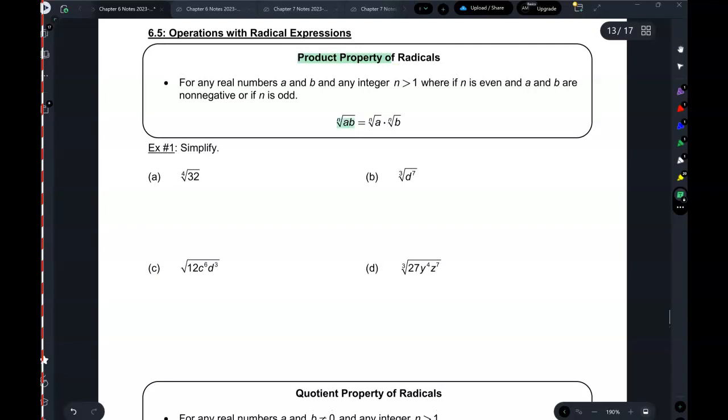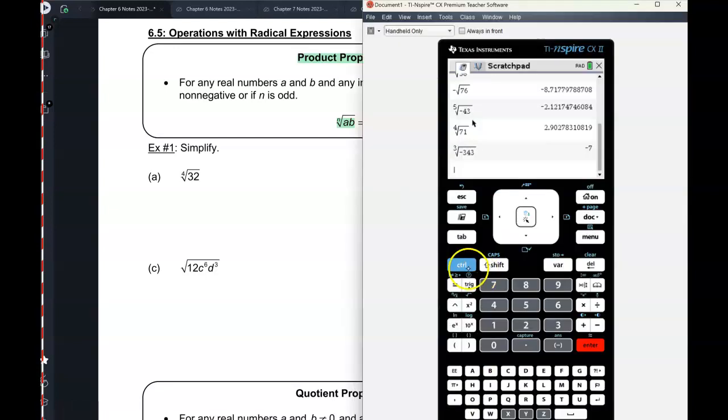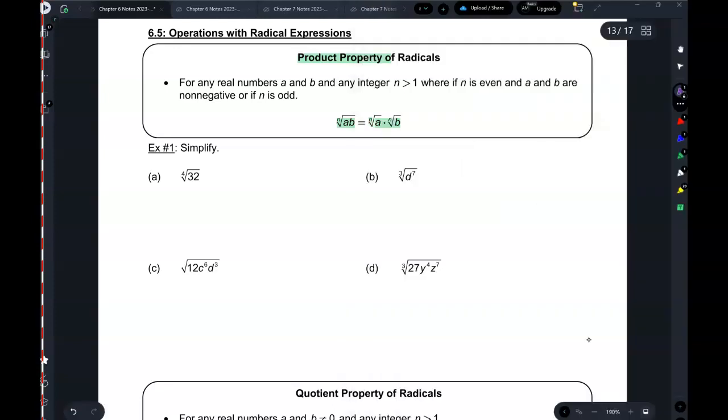If inside the radical you've got more than one element, you can separate those out and give a radical to every single element in there. Now, let's take a look at this one, 4th root of 32. If you plug this in your calculator, I'll just show you very quickly, 4th root of 32, you're not going to get an integer. That means you have to do it yourself.